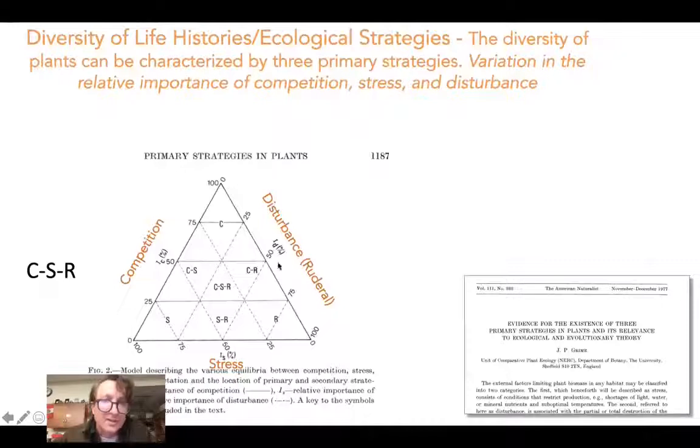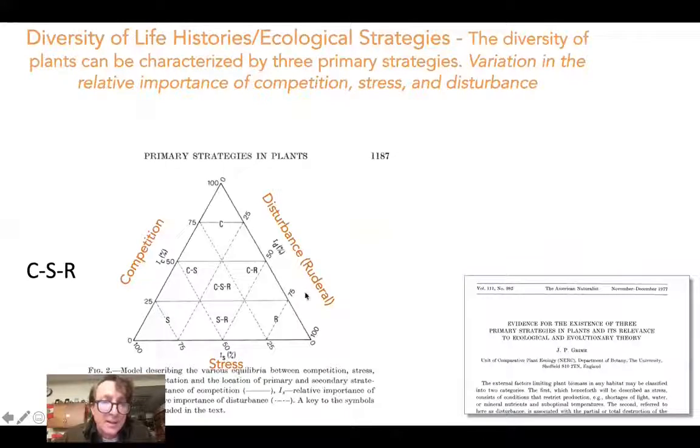The goal here, according to Grime's CSR triangle, is that differences between species can be characterized by different strategies. When we step back and think about differences between species, those differences can be cast in terms of differences in strategies. That is, species are going to respond differently to levels of competition, from low levels to high levels of competition. Or species can differ in how they respond to disturbance.